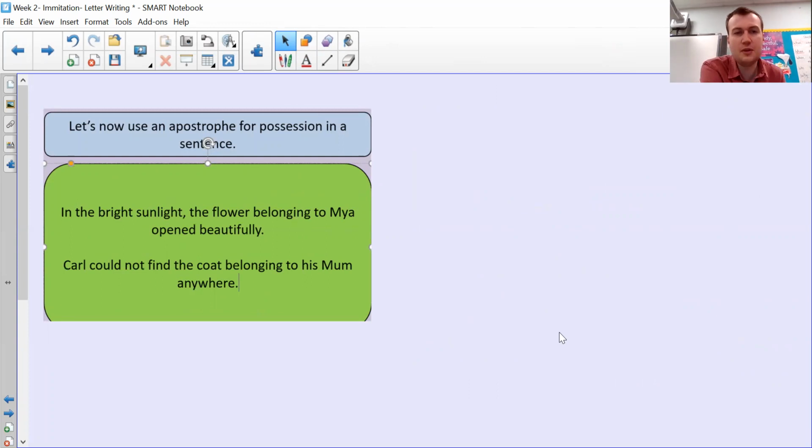Okay, so in the bright sunlight, the flower belonging to Maya opened beautifully. Carl could not find the coat belonging to his mum anywhere. Okay, so now it's in a sentence. Can you write out the full sentence, but using that apostrophe for possession? So changing it slightly to make it more succinct. Off you go.